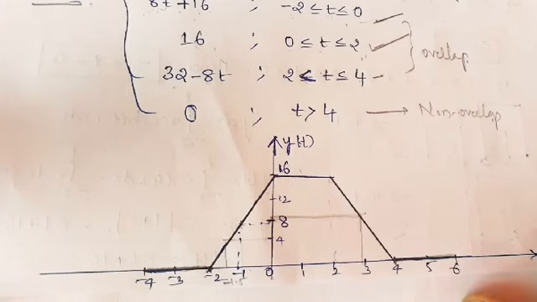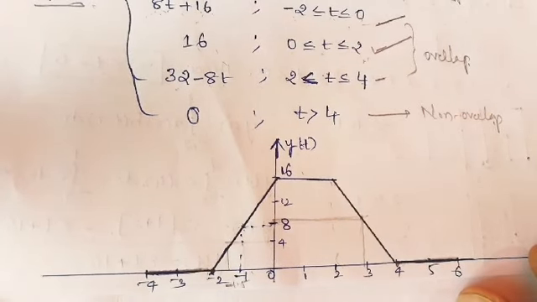This is the result of the convolution between x of t and h of t by the graphical method. Thank you very much.